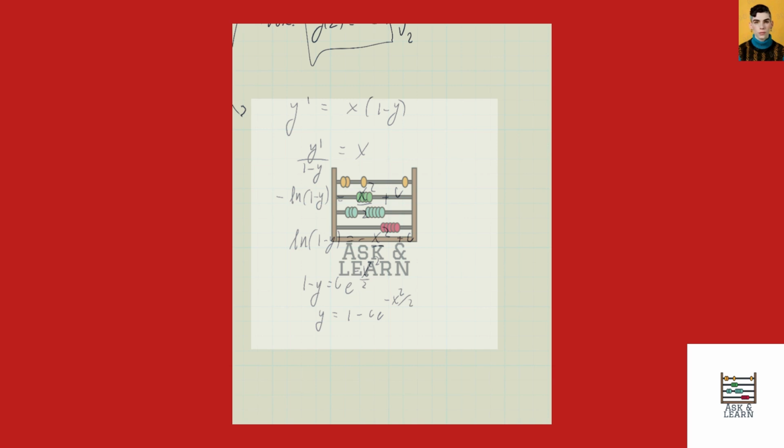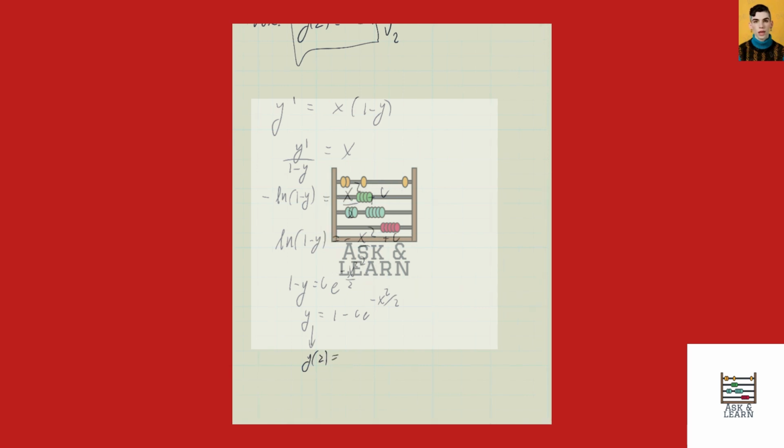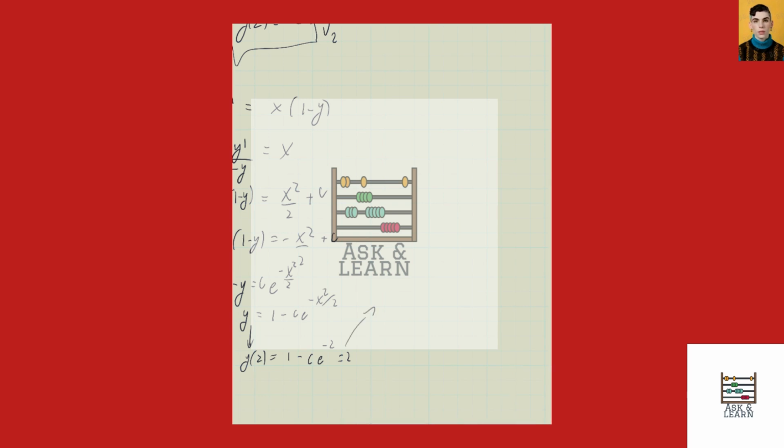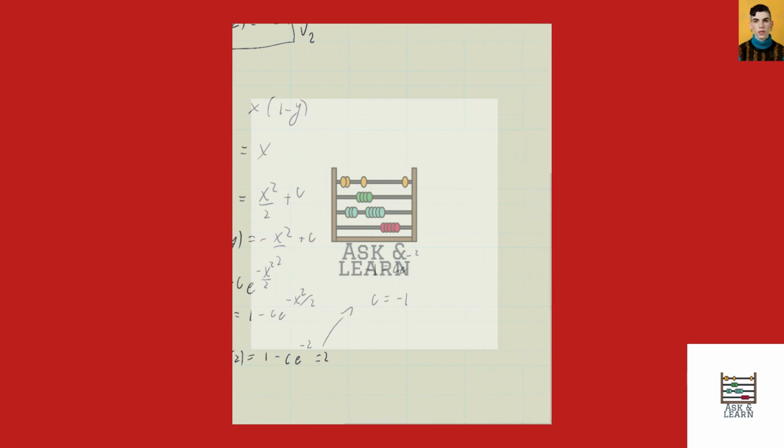Having all of that now, we just need to evaluate this at x equals 2. So we have y of 2 is equal to 1 minus c times e to the power of negative x squared over 2, so that would be negative 4 over 2, or e to the power of negative 2, which in turn needs to equal 2. So we add c e to the power of negative 2 to both sides, subtract 2 from both sides, so we'll have negative 1 equals c e to the power of negative 2, which then means that c is going to equal negative 1 divided by e to the power of negative 2, or just negative e to the power of 2.